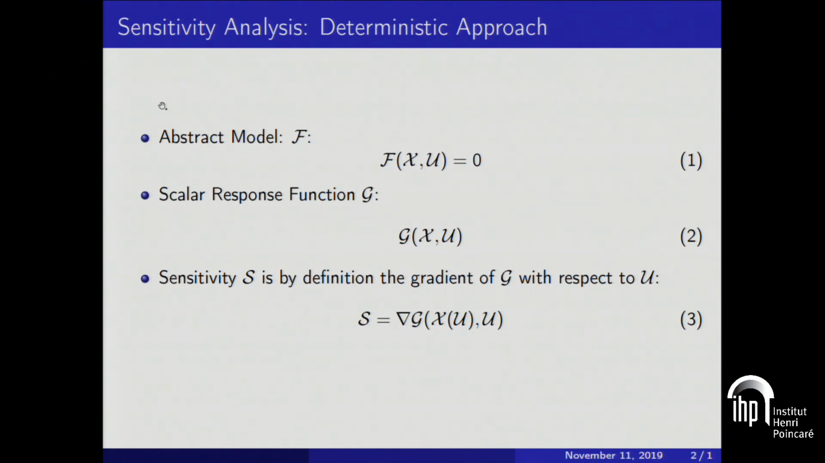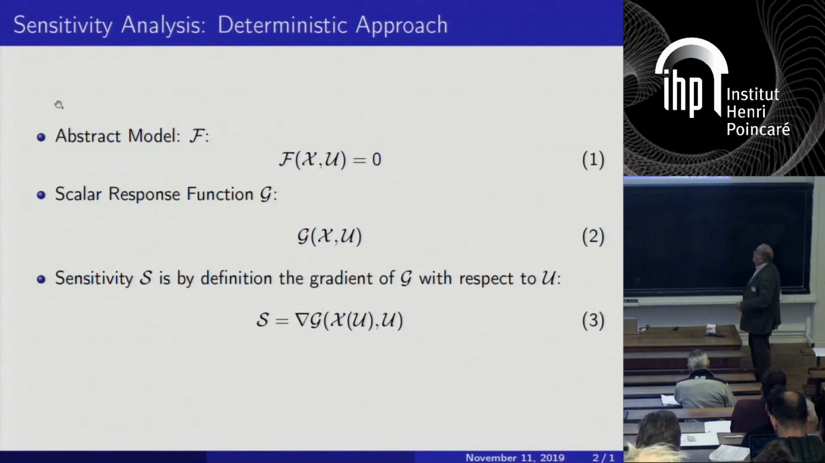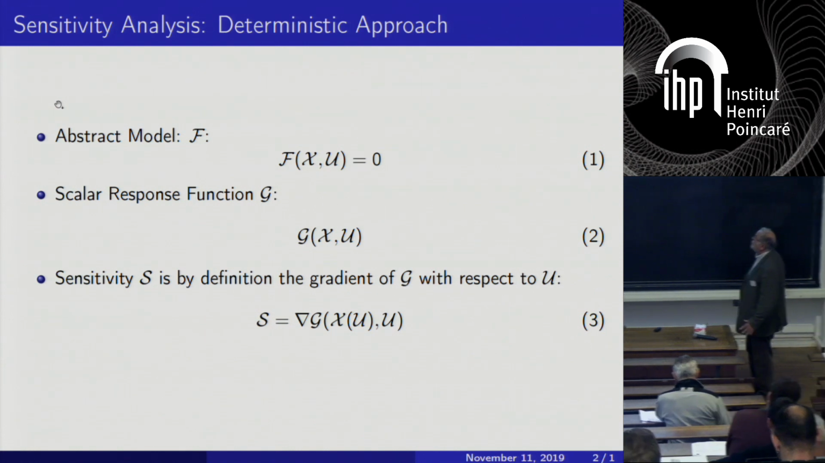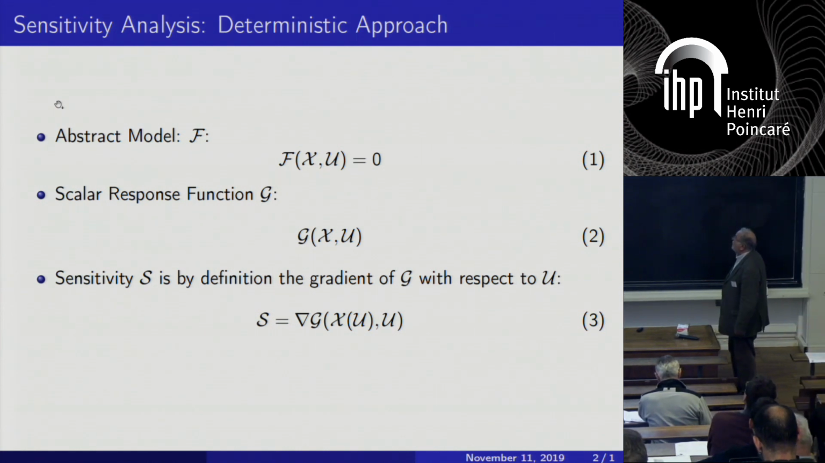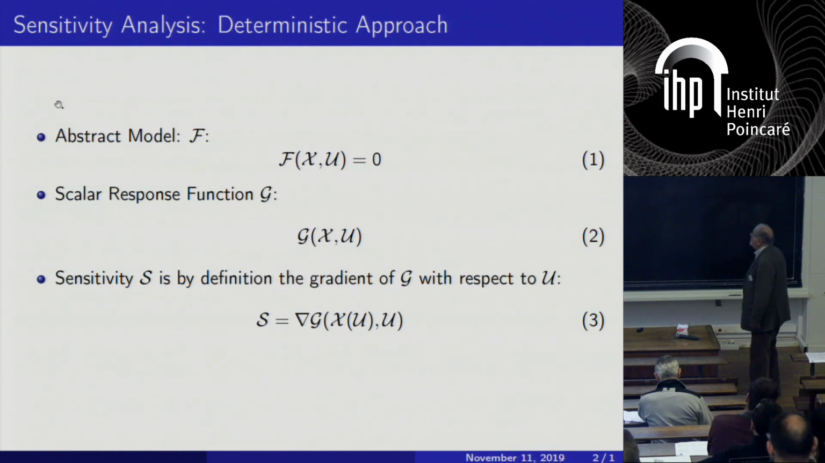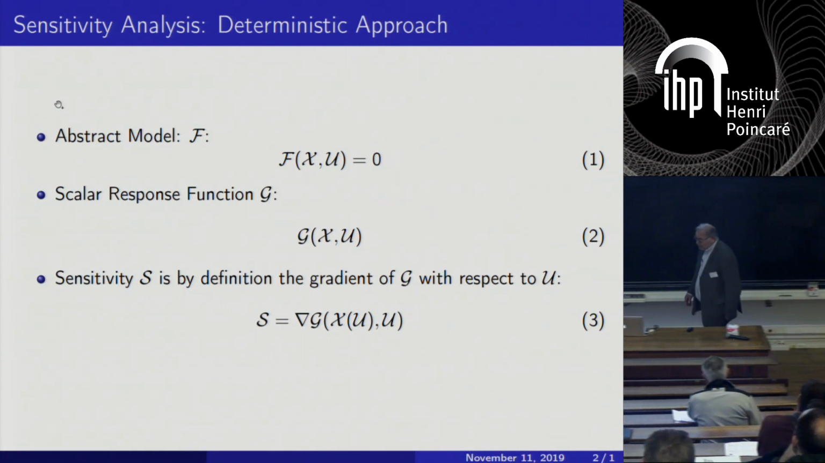So we consider some model in the abstract form, f of x and u equal to 0, and we assume that the model has a unique solution x depending on u for each u. We introduce some scalar response function, which is g of x and u, and by definition, the sensitivity is the gradient of g with respect to u. So this is the definition of the sensitivity.